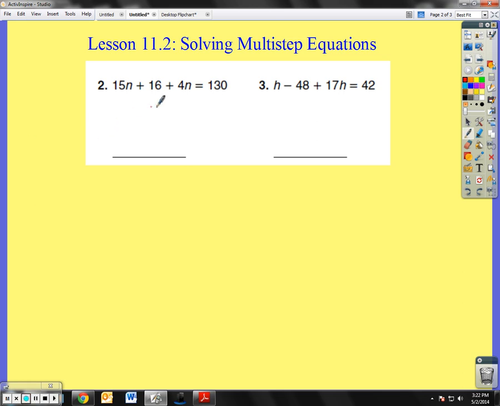I have 15n plus 16 plus 4n equals 130. First thing I notice is I have two like terms. I have 15n's here and I have 4n's here. I want to combine these two. I want to put them together. Now I notice I have 15 here, it's positive. The sign in front of the 4n is a plus. So I'm going to say combining 15n's plus 4n's, I now have 19n's. I've combined these two. I now have 19n's. Plus, I can't forget about this integer here, plus 16 is equal to 130.